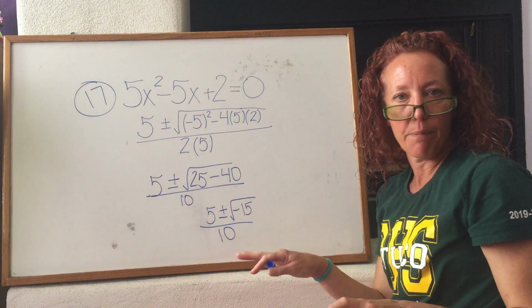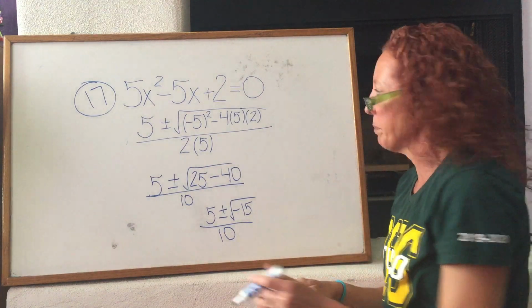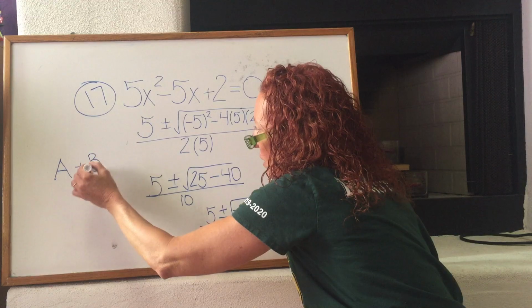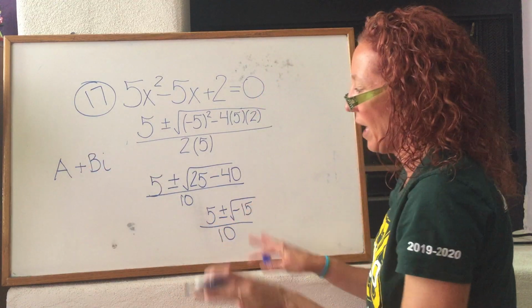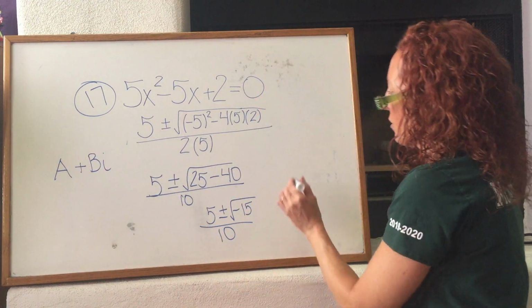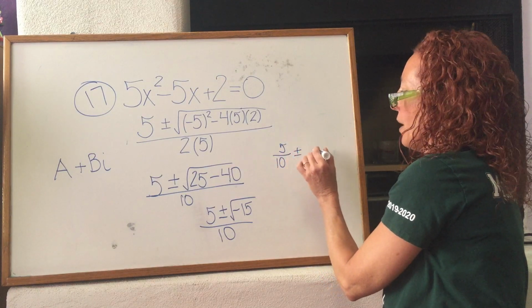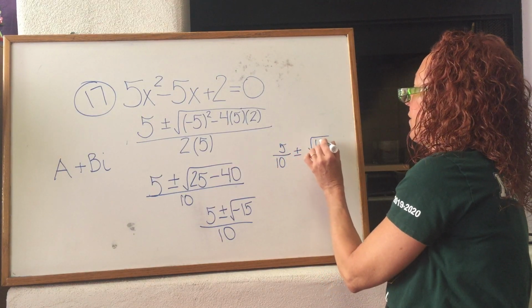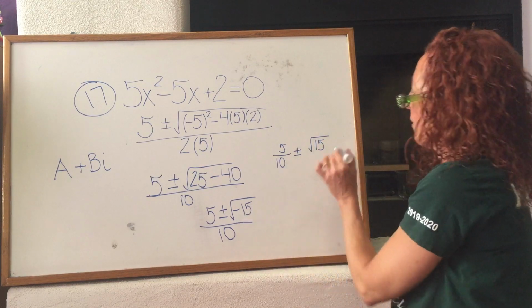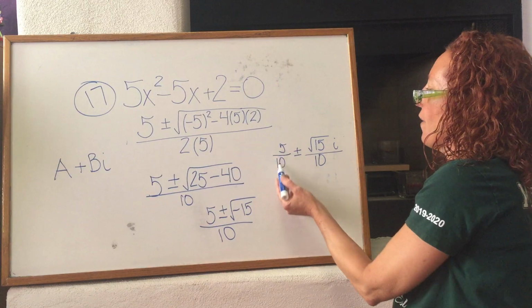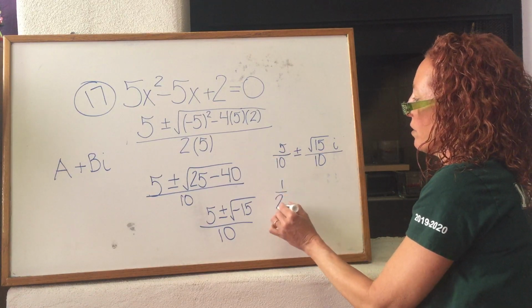And so what's going to happen now is that it's actually going to split. Please remember that all of your complex numbers, if they involve an i, you have to split that. And so we're going to have 5 over 10 plus or minus the square root of 15. Pull that negative out, so the i is going to go right there, over 10. 5 over 10 can reduce.